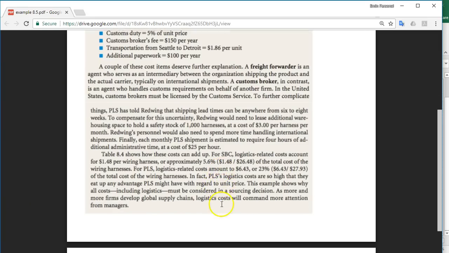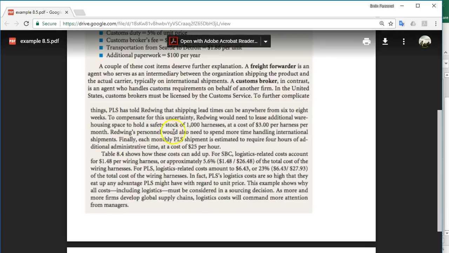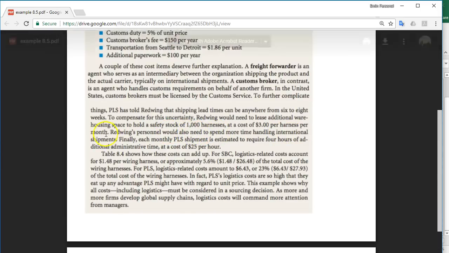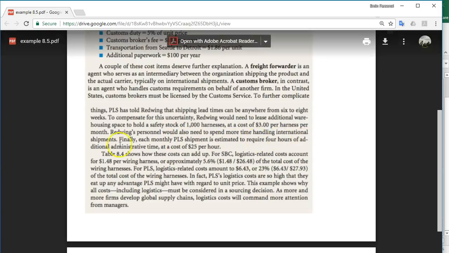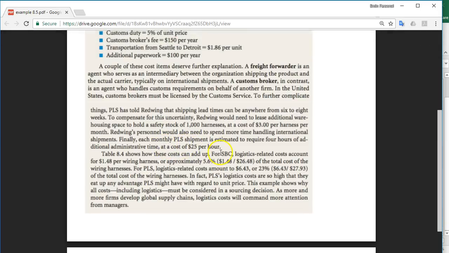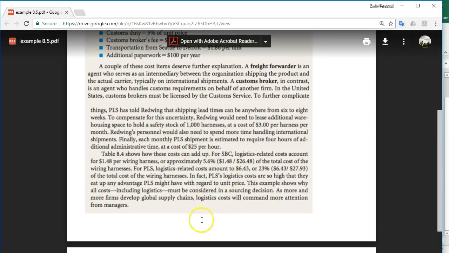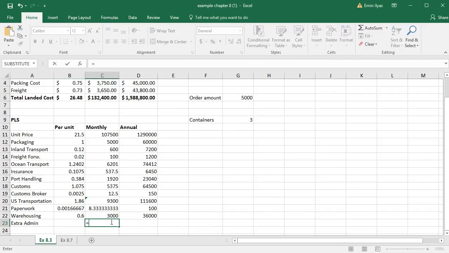Last but not least, it says Red Wing's personnel would also need to spend more time handling international shipment. So if they bring this stuff from Japan, it means they will need to spend more time. And each month, PLS shipment is estimated to require 4 hours of additional administrative time at cost of $25 per hour. Come to Excel. So monthly it will be 4 times 25. Per unit it will be 100 divided by 5,000. And annual will be 12 times 100.